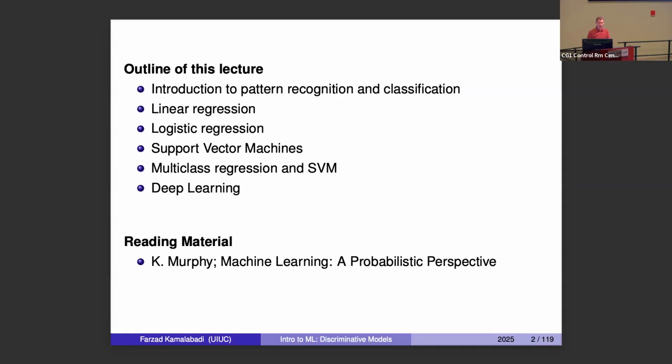Then I'll talk about logistic regression, which is essentially a change in that underlying probabilistic model for the specific task of classification. I'll generalize that to what's known as support vector machine. And I'll talk about the multi-class regression and support vector machines. We start with binary classifications, we go to multi-class.